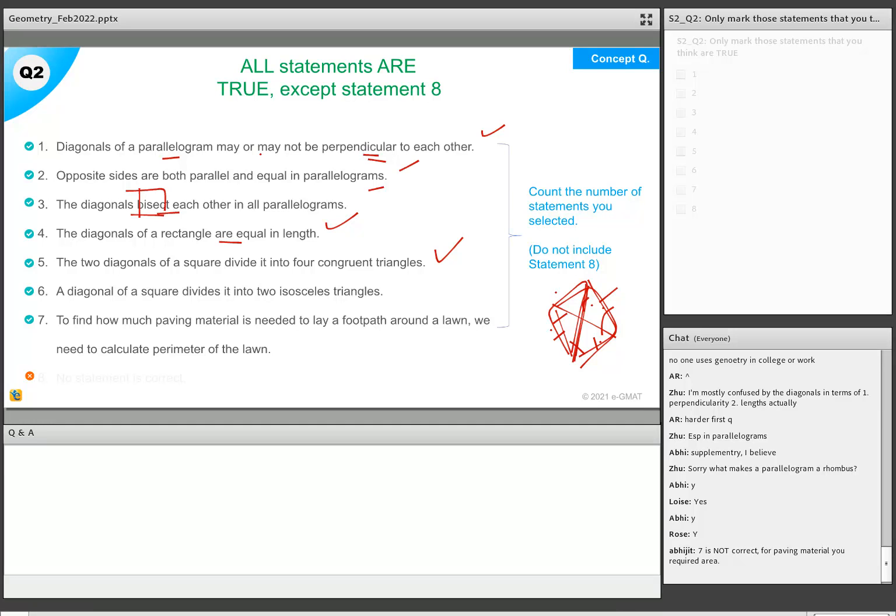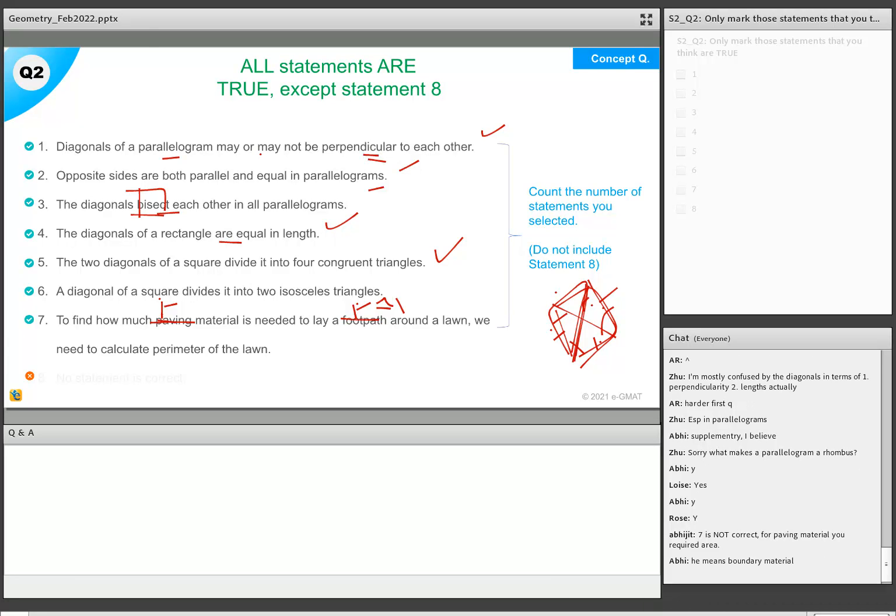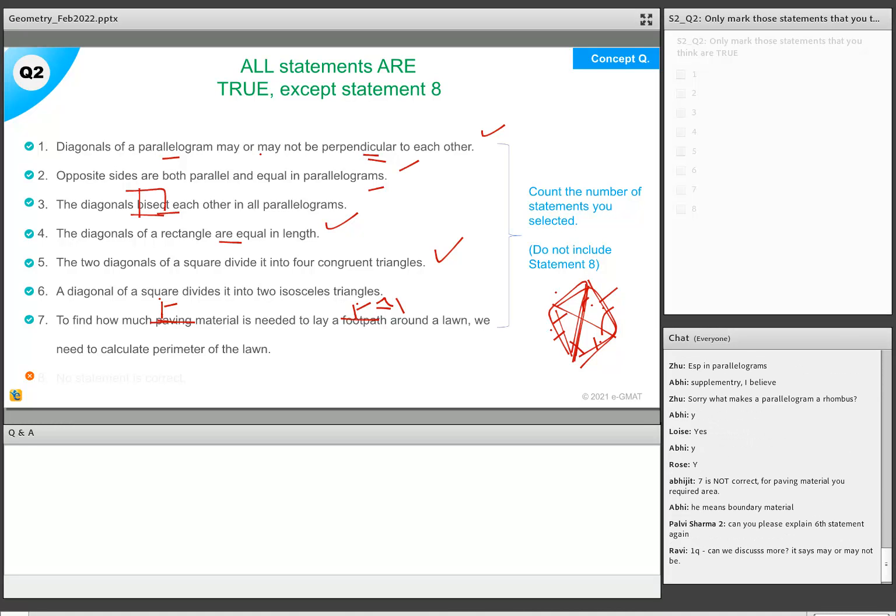Statement 7. Abhijit, I agree with you. I think there is a small error here. I should have pointed that out. This should not be paving material. This should be fencing material, and this should be fencing. So if anybody wants to change your answer at this point, I can totally understand. Imagine instead of paving material, statement 7 says to find how much fencing material is needed to lay a fence around a lawn. Then it would be perimeter, right? I think because of paving material, you thought about area.